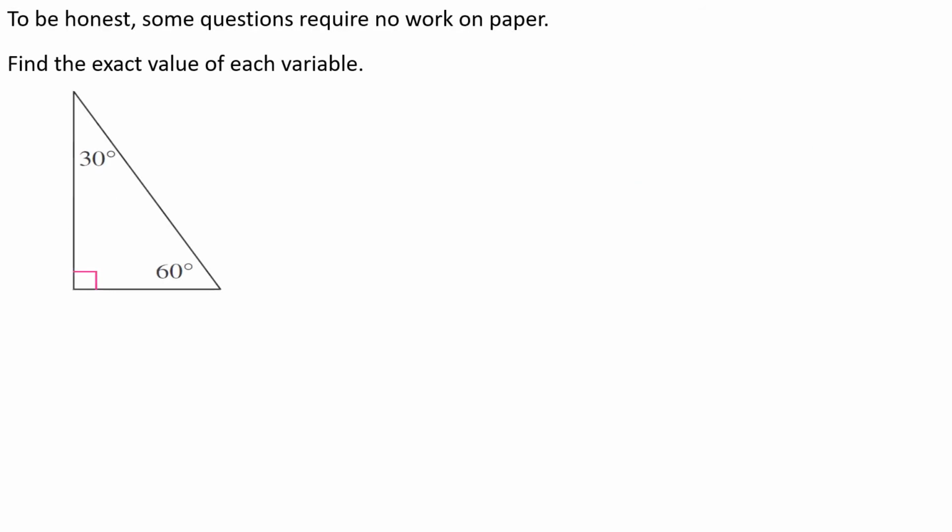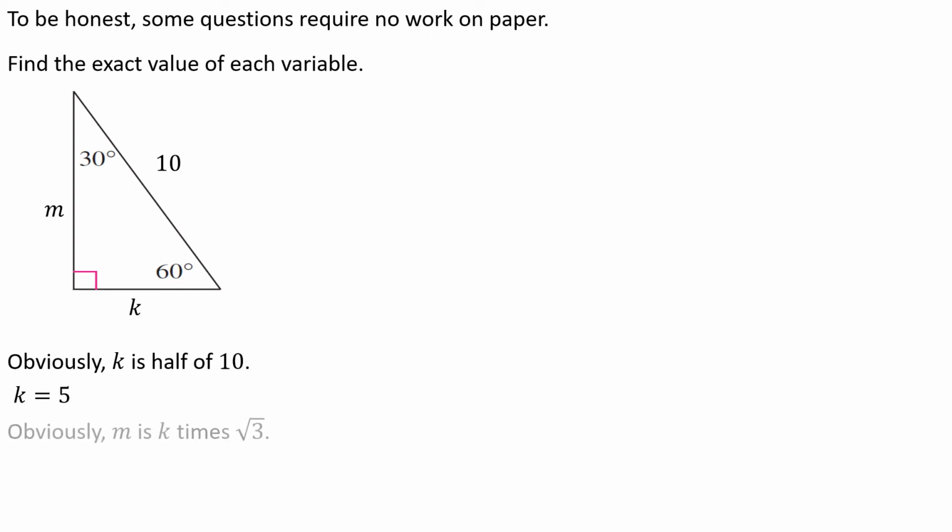Now, sometimes there's really no work to show. Right? If I'm looking at this triangle and I want side K, I'm thinking, well, duh, half of 10 is 5. Right? Do I really need to show work on that? Oh, side M? Well, let's just multiply that by root 3. 5 root 3. Duh.